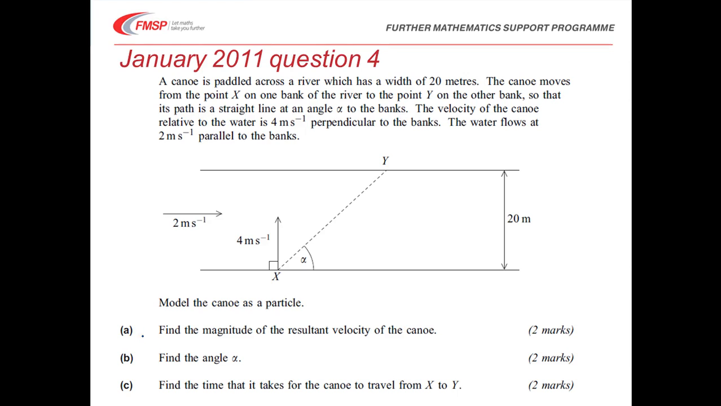So 3 things to do. First of all, we want to find the magnitude of the resultant velocity of the canoe. Secondly, to find the angle alpha. And thirdly, to find the time that it takes for the canoe to travel from X to Y.